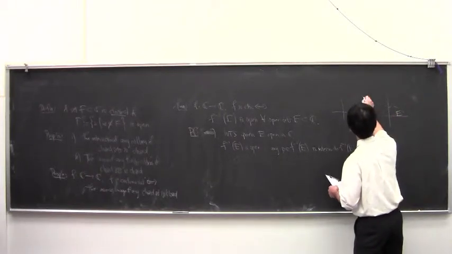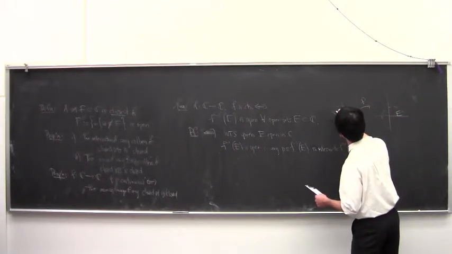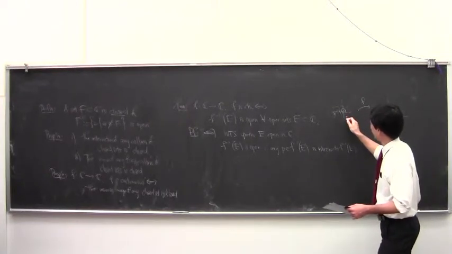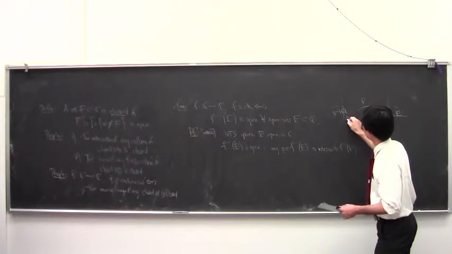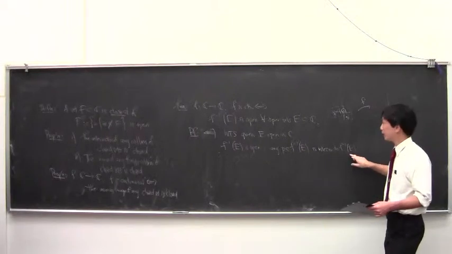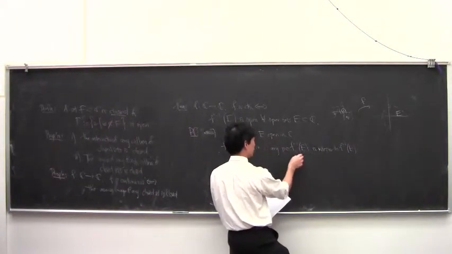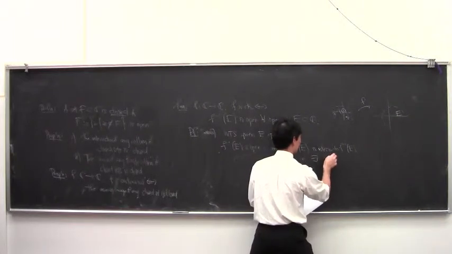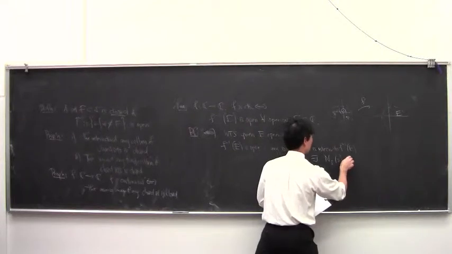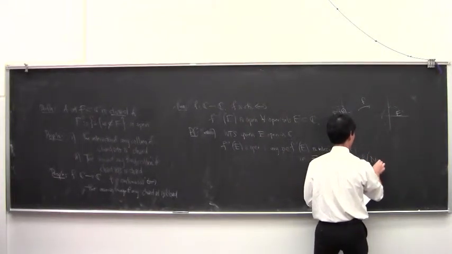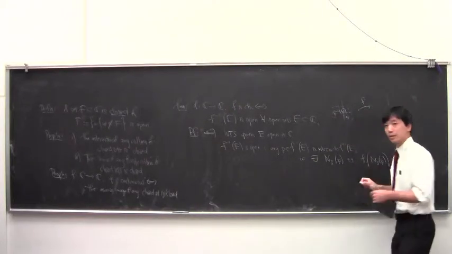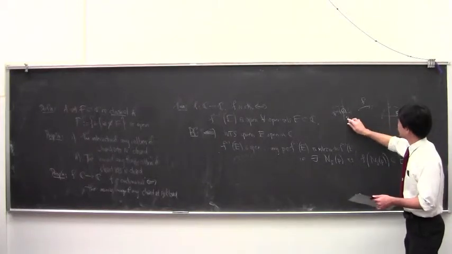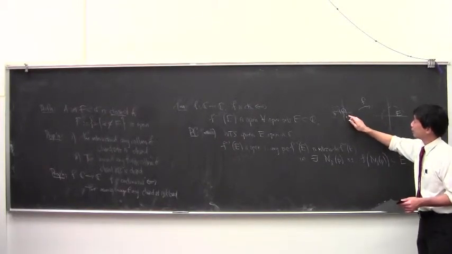Right, here's some E, and you look at the set F inverse of E. You want to show that if you take any point P here, then there's a ball around it that is contained entirely in F inverse of E. In other words, for any point in F inverse of E, there exists a neighborhood around P such that that neighborhood is contained in it. So how do you know that there's going to be some neighborhood around here that's mapped entirely inside of E?